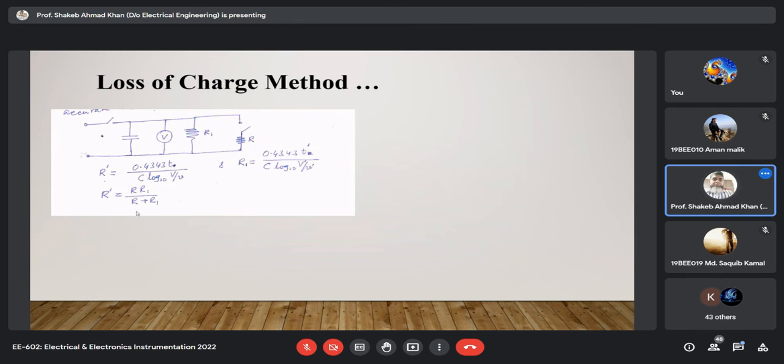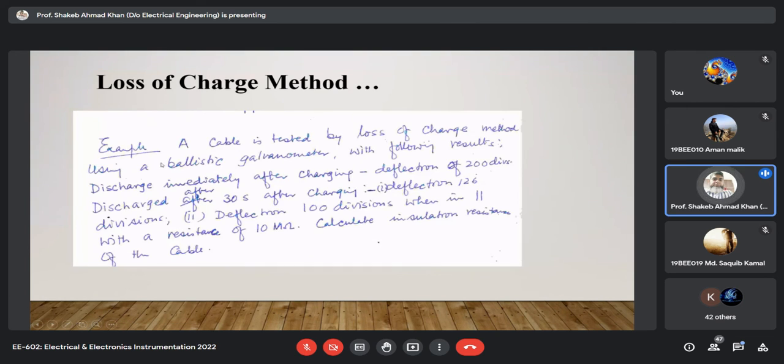Now I am taking this example here, which is based upon this kind of arrangement. Here you see a cable is tested by the loss of charge method using a ballistic galvanometer with the following result. Just discharge immediately after charging, deflection of 200 divisions. Here instead of a micrometer or ammeter, we are using a galvanometer. So obviously the galvanometer output you'll get in terms of divisions. So it is 200 divisions.